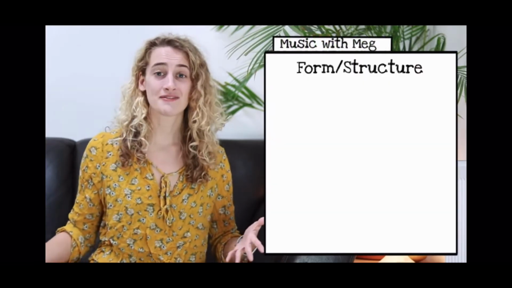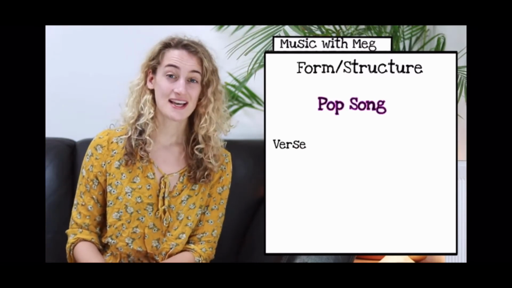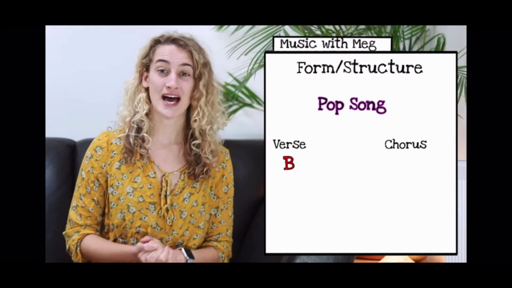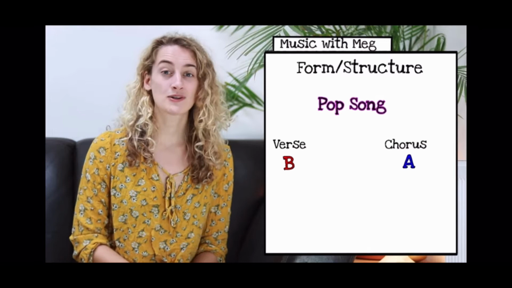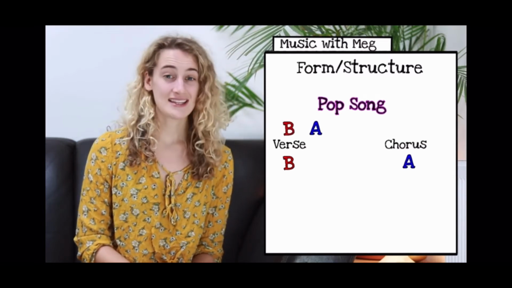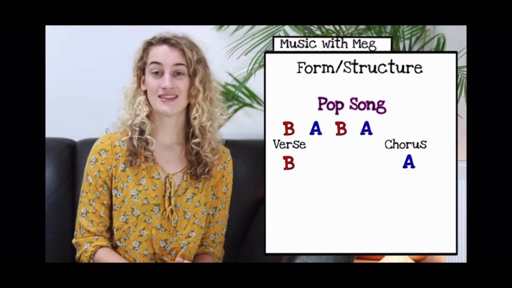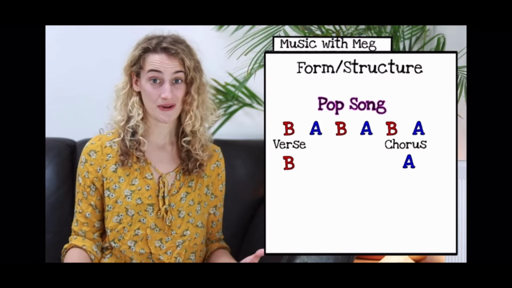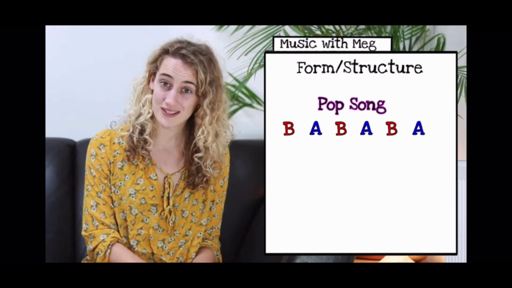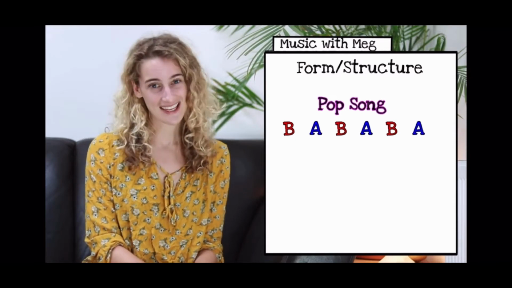A good example of this is a pop song. A pop song has a verse, let's call that B, and a chorus, let's call that A. So a pop song will begin with a verse, then the chorus, which is A, then it will go back to the verse again, and then the chorus, and then the verse, and then the chorus, and so on. So the structure of a pop song is very straightforward. It's B, A, B, A, B, A.